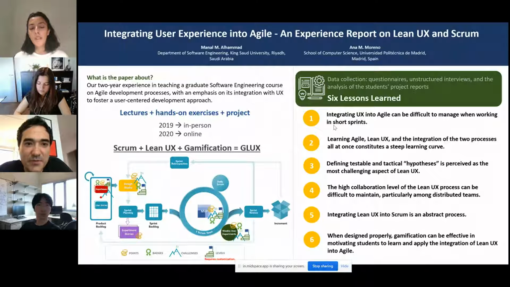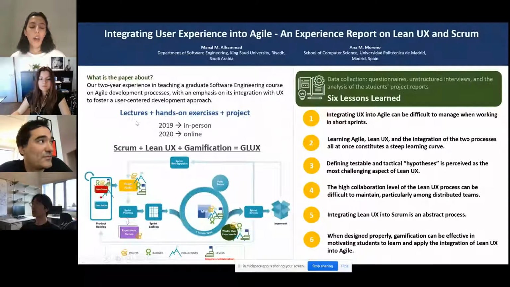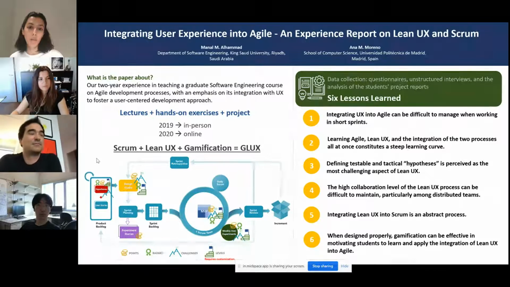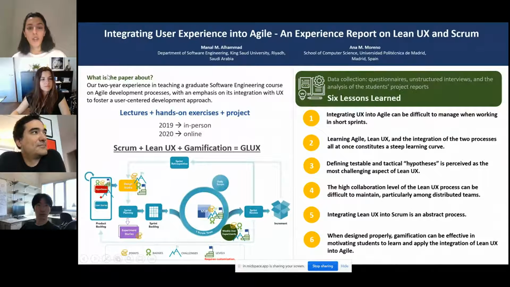The course was composed of 3 parts. We had traditional lectures that covered Agile principles and the Scrum framework, all the practices within that. Then we also had hands-on exercises on Agile and also on Lean UX. And the third part was the students developing a project following an Agile methodology. But in that case, because we redesigned the course, they needed to follow an Agile plus Lean UX, or Scrum plus Lean UX, approach.